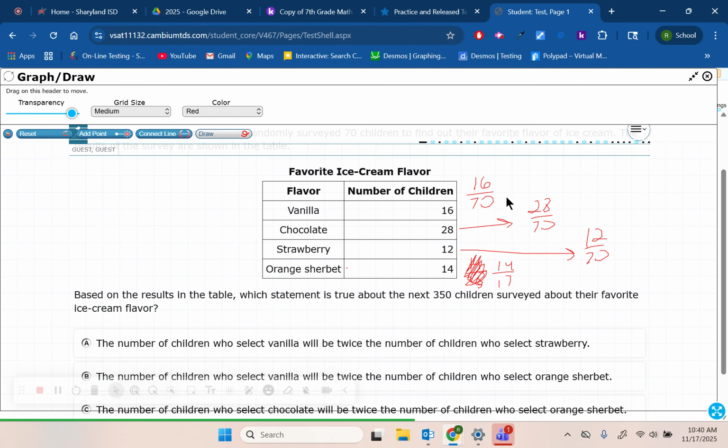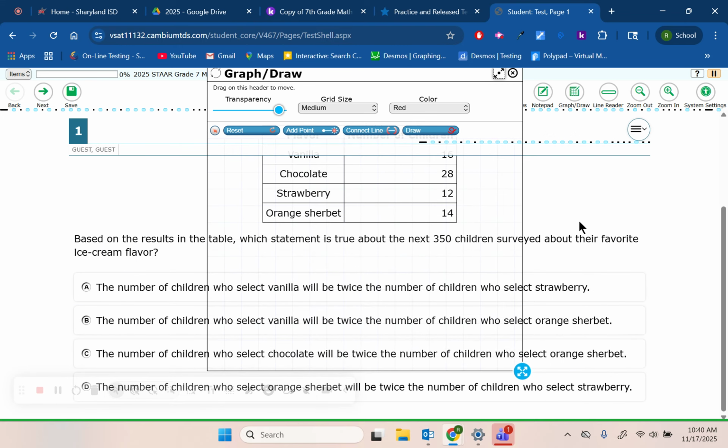Things I'm looking at already, I'm always looking for patterns. Double the number of kids, right? Twice the number of kids pick chocolate over sherbet. I guarantee you that's somewhere in here. So let's take a look at my answer choices. Then, of course, the number of children who selected orange sherbet will be twice the number of children who select... no. The number of children who select chocolate will be twice sherbet. Chocolate, twice sherbet. Doesn't matter how many kids. If this is going to be true for 70 kids, it's going to be true for the rest of the kids we're going to pick.